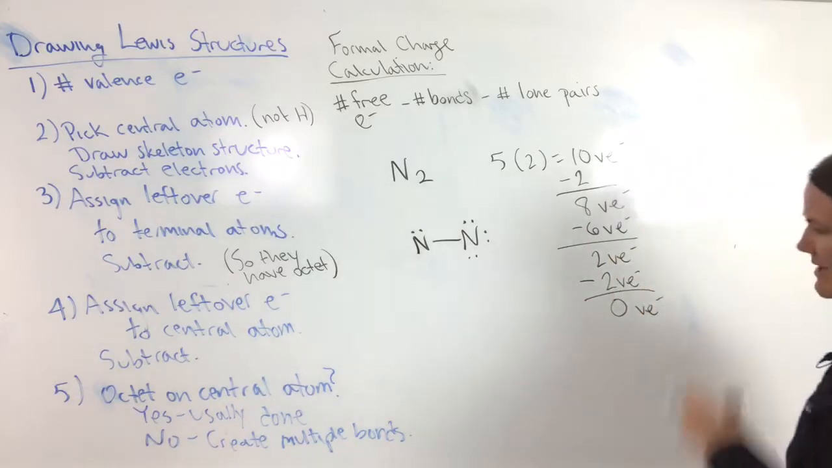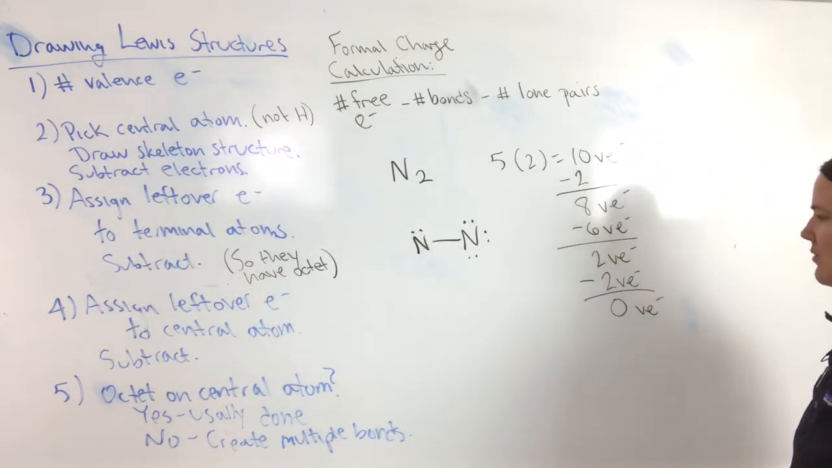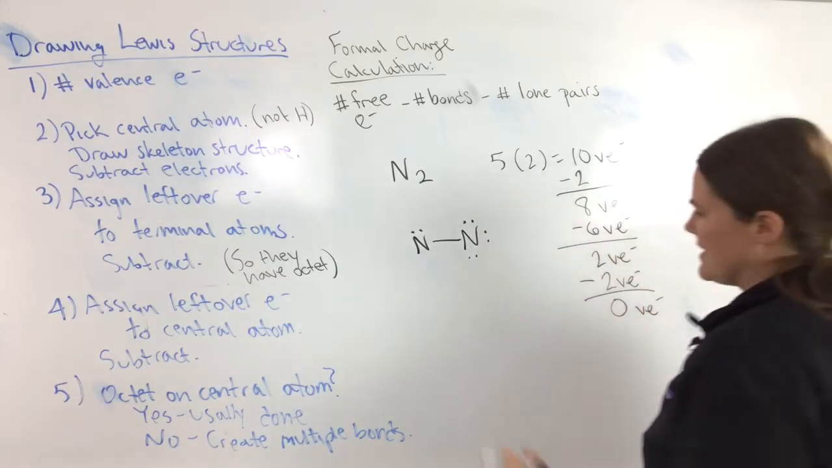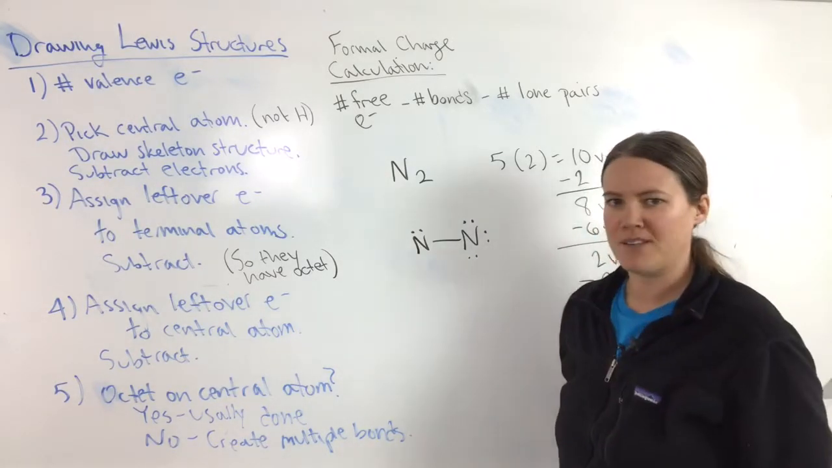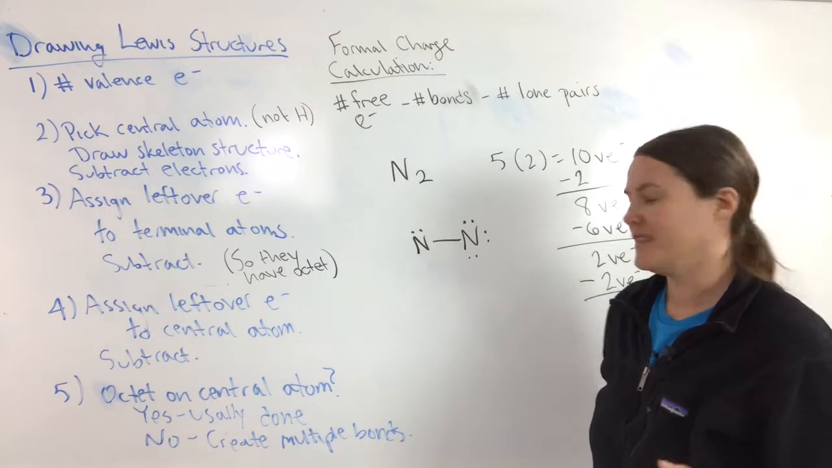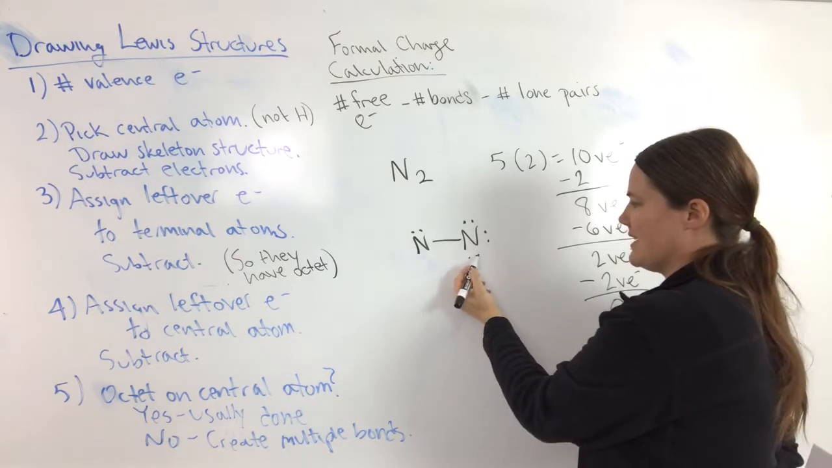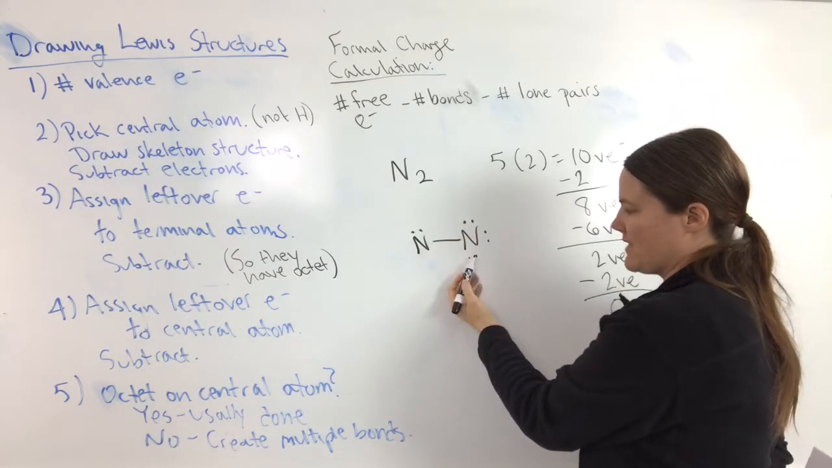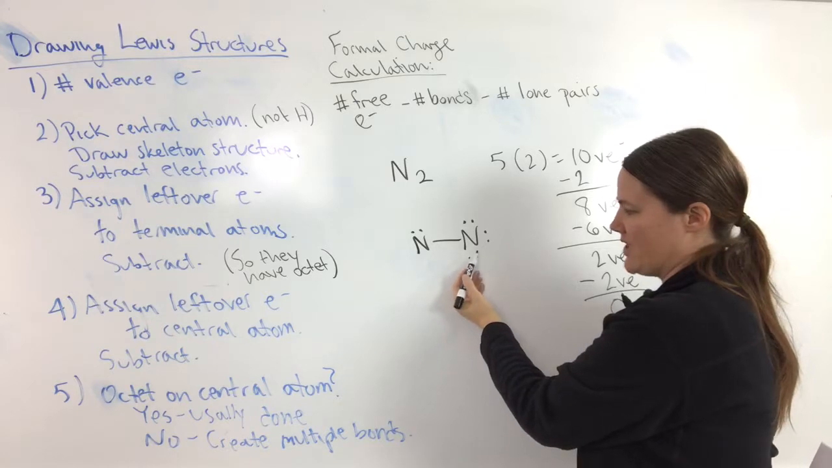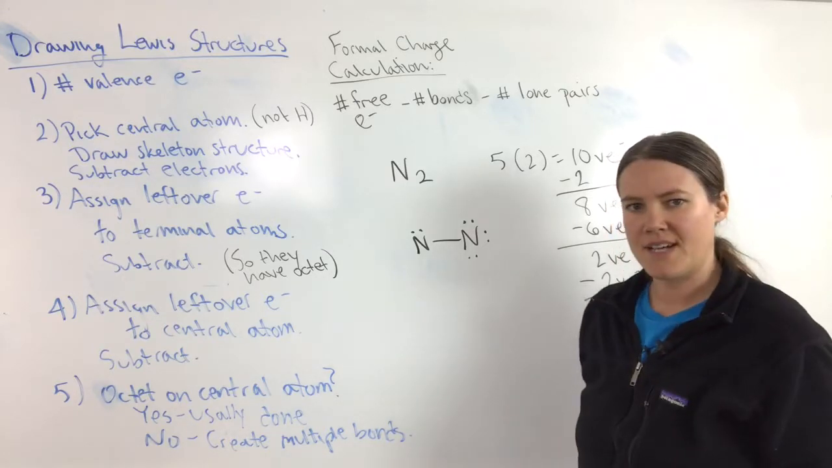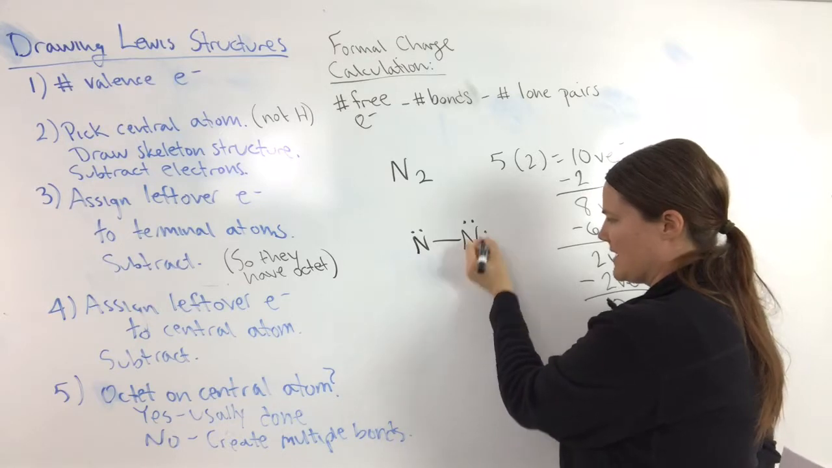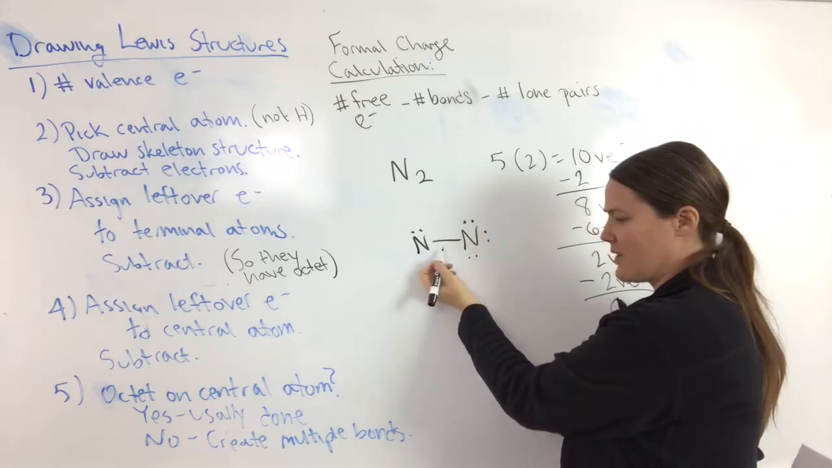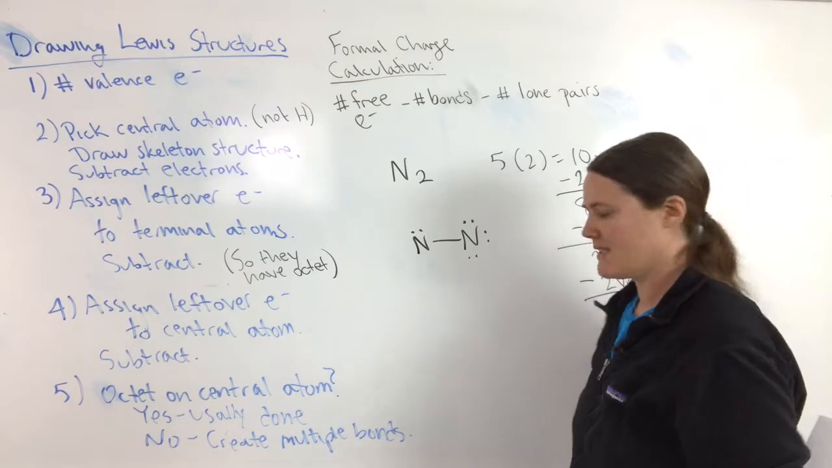When we create these multiple bonds, what we're doing is moving around electrons. We have these 6 electrons that we placed on this terminal nitrogen, and what we want to do is say, instead of having all of these lone pairs on this nitrogen, some of them are going to be multiple bonds.